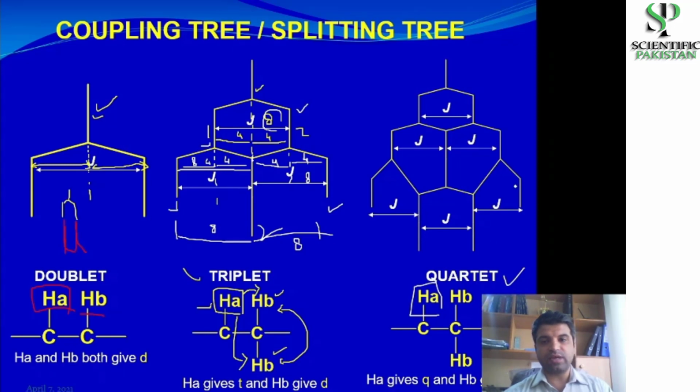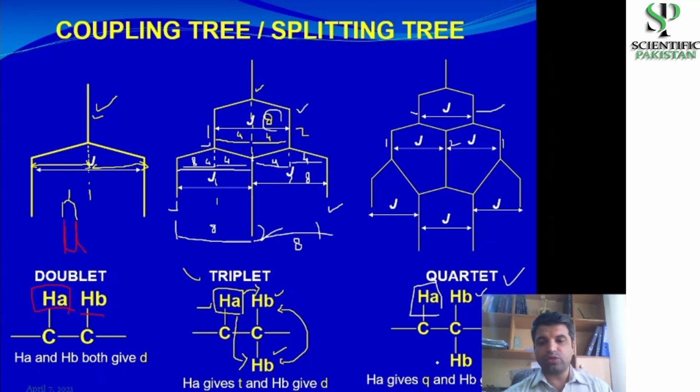So we start off with a single line here, and this single line is split into two because of the first HB. The separation is J. Now this HA will also couple with the second HB. So each of these two lines, this one and this one, will split into two. And because the magnitude of splitting is the same, that is why the central lines merge again, just like a triplet. So here the intensities are 1, 2, and 1. And now we have 3 lines.